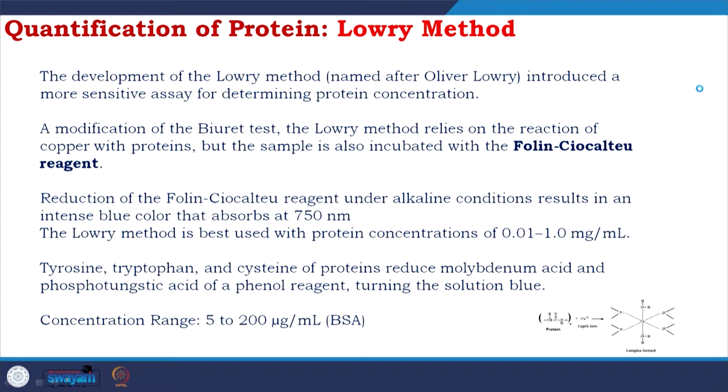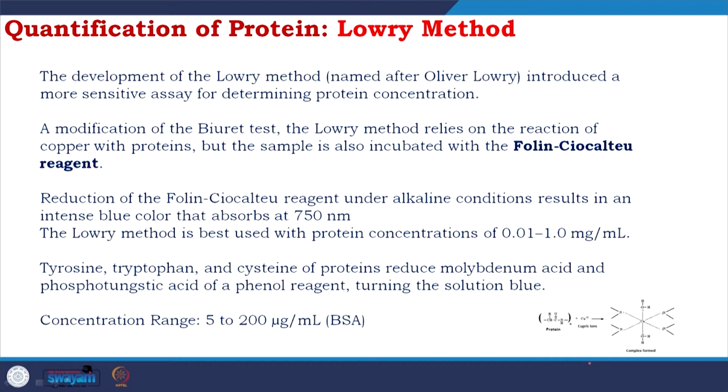Lowry method, it is advanced from biuret. It is named after Oliver Lowry, who introduced a more sensitive assay. It is, as I told, a modification of the biuret test. The Lowry method relies on the reaction of copper with protein, the same way biuret used to be done, but the sample is also incubated with a reagent called Folin-Ciocalteu reagent. So, you see that this is the complex here.